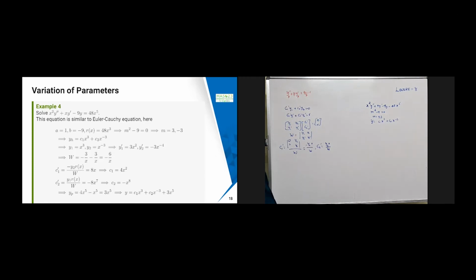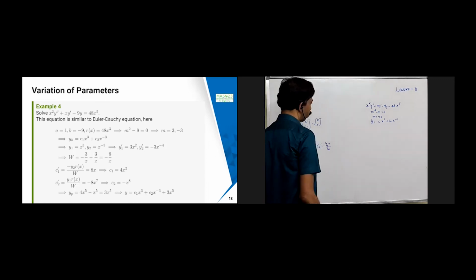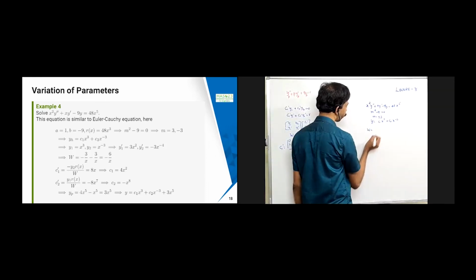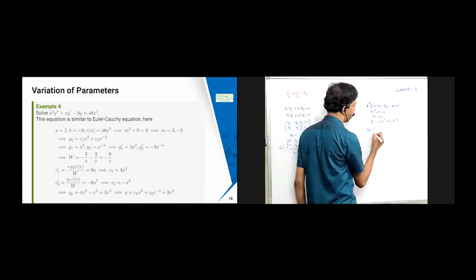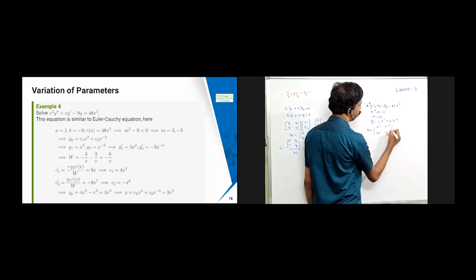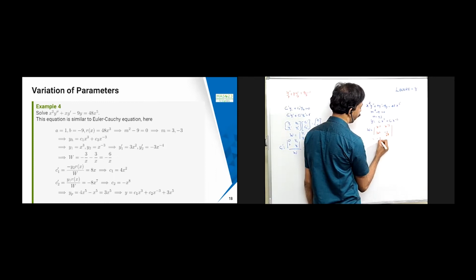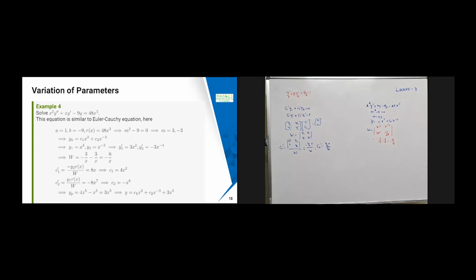So let us find our W. W is going to become y1 y2, y1' y2'. Therefore, this is going to become x^3, x^(-3), and this is 3x squared, and this is minus 3 by x^4. So this is going to become minus 3 by x, and again this is 3 minus 3 by x, so minus 3 by x. Therefore, this is going to become minus 6 by x. So minus 6 by x is what we get here.